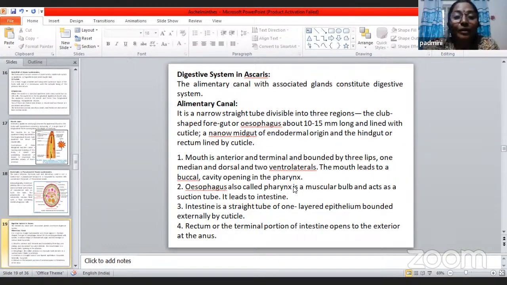Okay. Coming to the digestive system in Ascaris, the alimentary canal associated with glands constitutes the digestive system. What do you mean by a gland? All our body is made up of glands, and these glands help in the secretion of different types of secretory juices. That is the reason why we have glands. For example, we have sweat glands on the skin. Why?